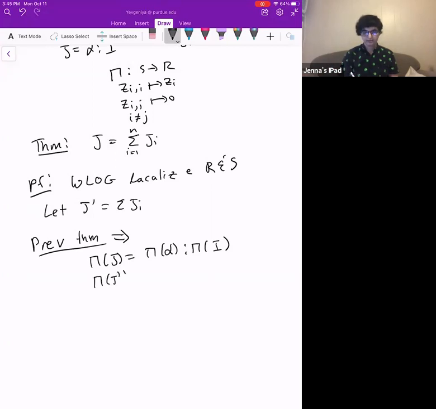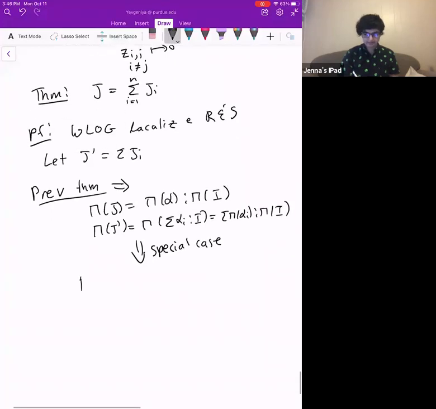And then we say pi of J prime is pi of the sum of the alpha_i colon I, which is equal to the sum of pi of alpha_i colon pi of I. And these are just the links from the special case. So really, by the special case, we get that pi of J is equal to pi of J prime. And we're almost done now.